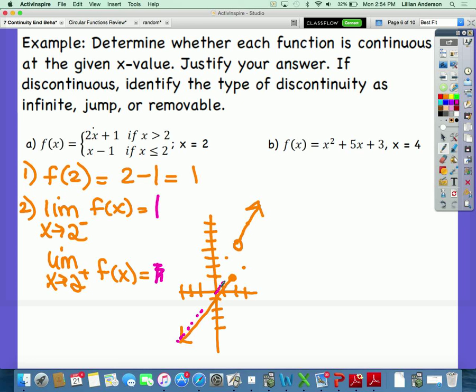No. Because look what happens when you look from the right. By coming from the right, going down this way, what number am I getting closer to? What are my y values getting closer to? 4. I can also figure that out by plugging in 2. Are you sure it's 4? My graph might be a little bit off. It's 5. You can also figure this out by plugging 2 into the first equation in the piecewise function.